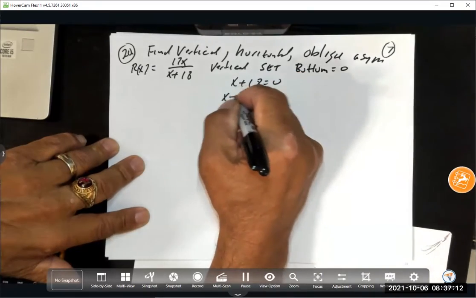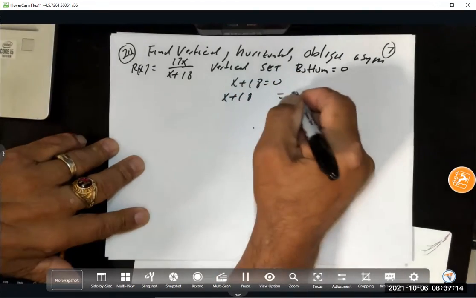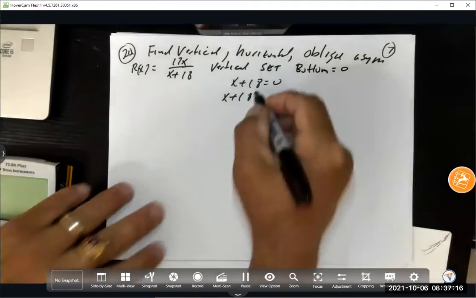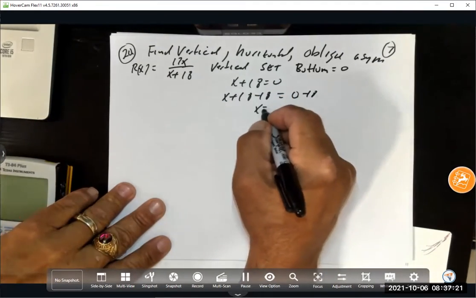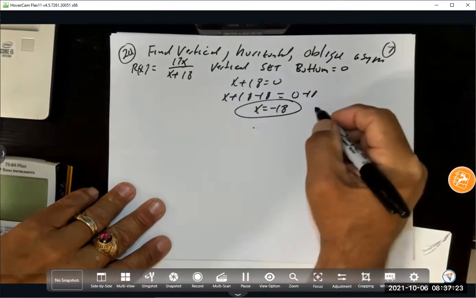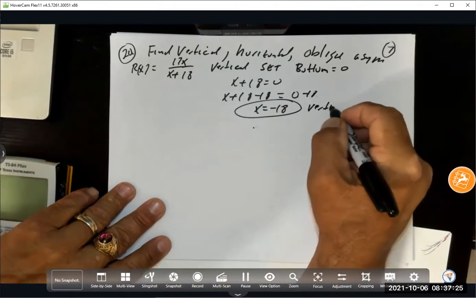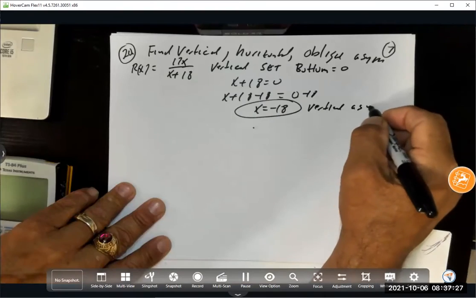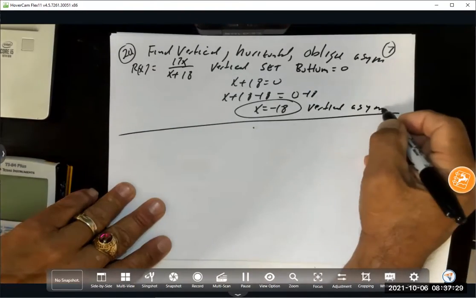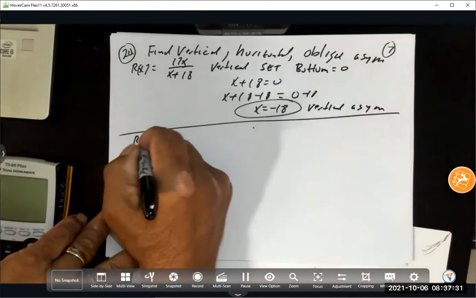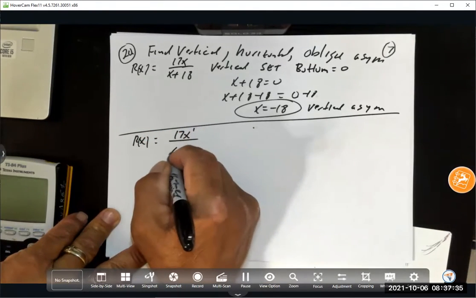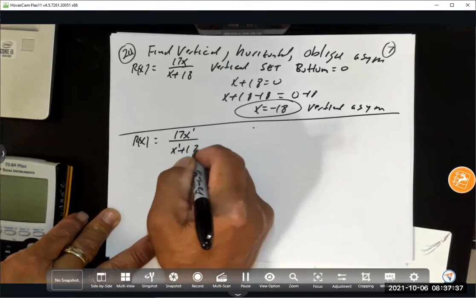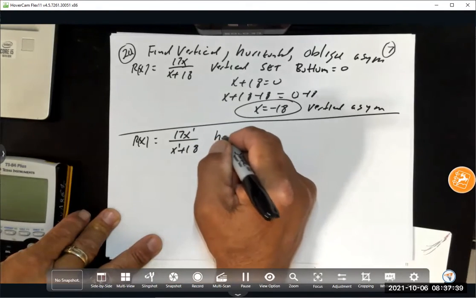So how do you solve that? Minus 18. Yes. Minus 18, minus 18. So x is minus 18. So this is the vertical asymptote of this. There it is. Okay. The second part, r of x is going to be 17x to the 1 power over x to the 1 power plus 18. It's going to say find the horizontal.